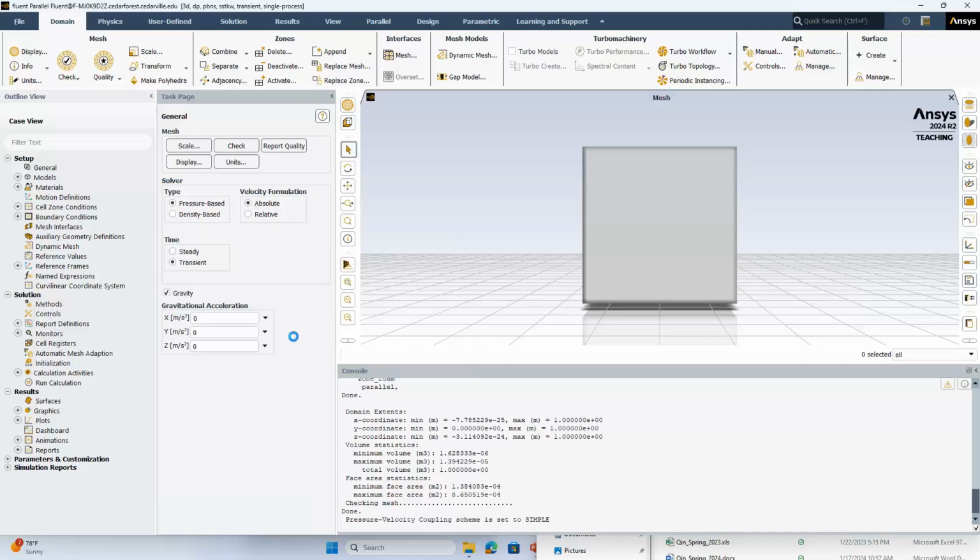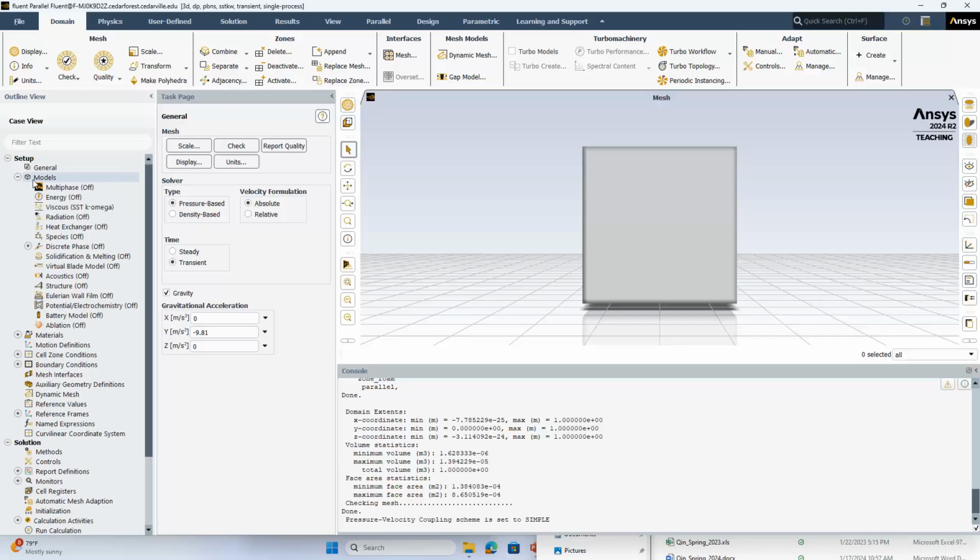Also, we have to turn on gravity because natural convection is caused, in part, by gravity. Different density fluid has different weight, so to speak, because of the existence of gravity, right? So here you have to specify the gravitational acceleration. It is in the y direction, which is the vertical direction, and its value is negative 9.81. It's negative because gravitational acceleration points downward, which is in the negative y direction. Okay, then we go ahead to set up those models.